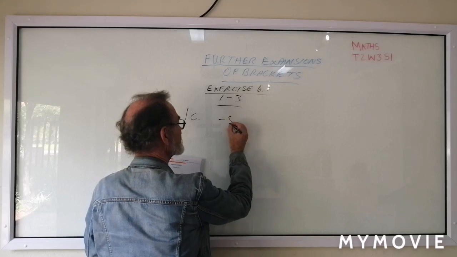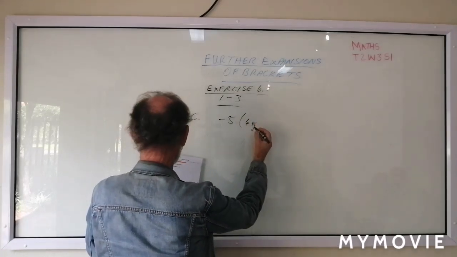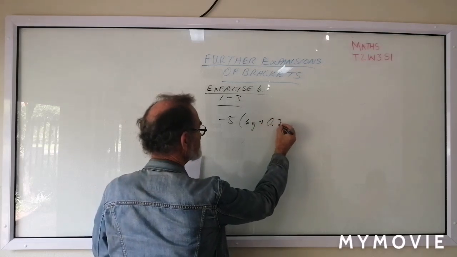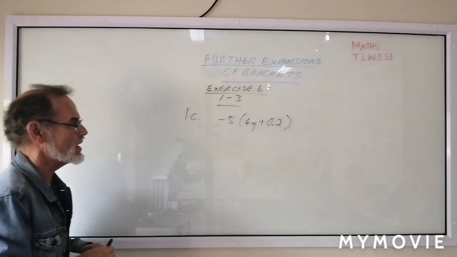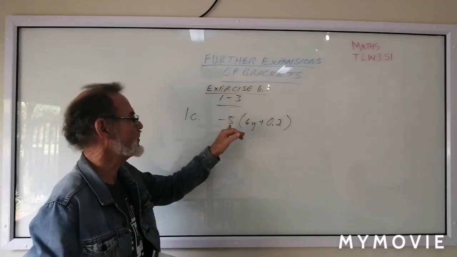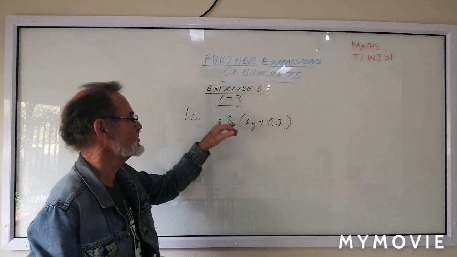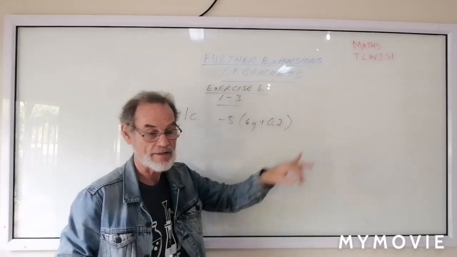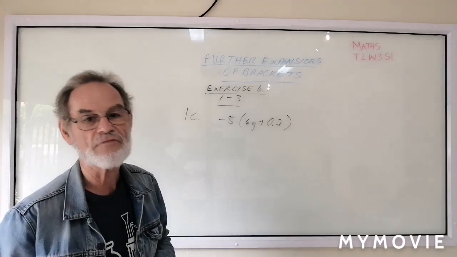1C is minus 5 bracket 4y plus 0.2. Now, when you see something written right up against another thing with nothing in between, it means multiply. So this minus 5, together with its sign, is multiplied by everything in this bracket. And to do that, we use what is called the distributive law.